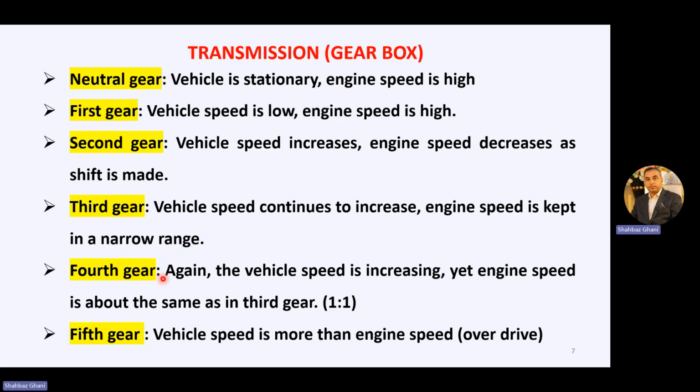Then in fourth gear, again the vehicle speed is increasing, yet engine speed is about the same as in third gear. So in fourth gear, we have the same rotation speed of the crankshaft and your main output shaft. So we call it 1:1. In fifth gear, the vehicle speed is more than the engine speed. It is the condition when we have overdrive.